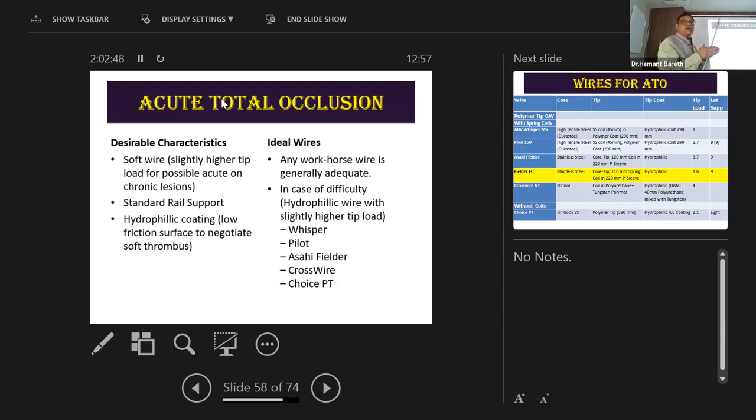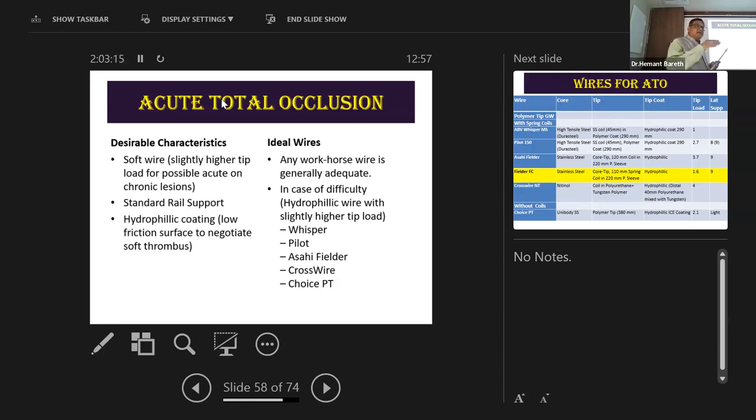because you don't want the wire to have resistance. And this kind of wire can easily penetrate through the thrombus, and you can do it. Although in many cases you could do it with any workhorse wire. I don't know whether you electively use a Fielder SC wire for crossing these acute thrombotic lesions, because most of them you would still cross with a regular wire.